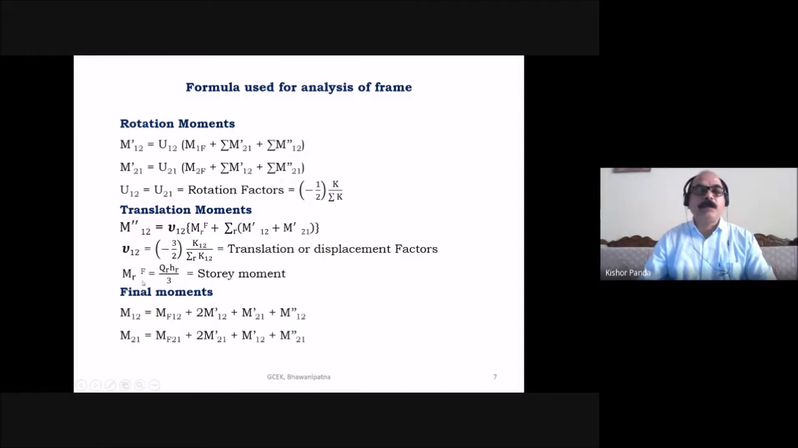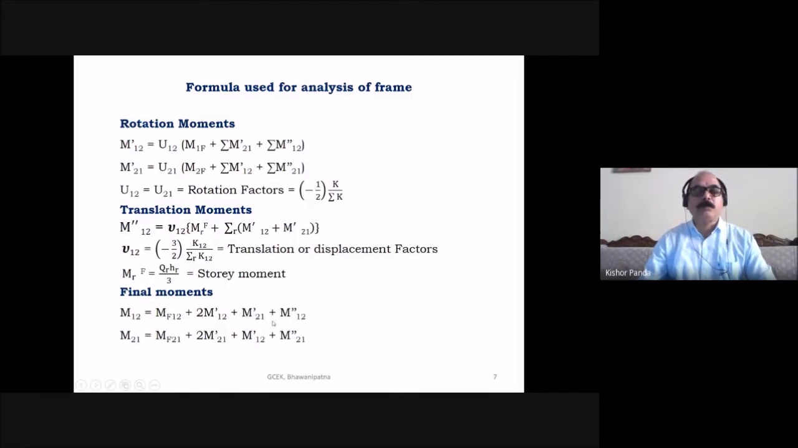And the final moment that you will find out, M12 is equal to MF12 plus 2 M'12 plus M'21 plus M''12. This is the fixed end moment at the end of the member. This is twice the near end rotation moment you know already. And this is once the far end rotation moment. And this is the translation moment. But this moment you have to consider only for the vertical member.